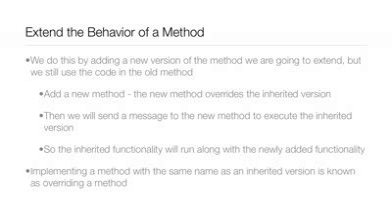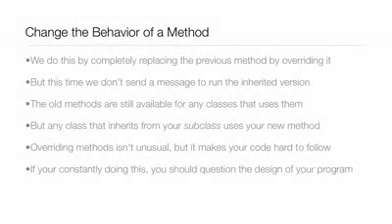And when you see this stuff in code, it makes a whole lot more sense than me explaining this in bullet points on a keynote, obviously. And implementing a method with the same name as an inherited version is known as overriding a method. Now you can also change the behavior of a method. We do this by completely replacing the previous method by overriding it. But this time we don't send a message to run the inherited version. So you're just running the new functionality. And the old methods are still available for any classes that use them. But any class that inherits from your subclass uses your new method.